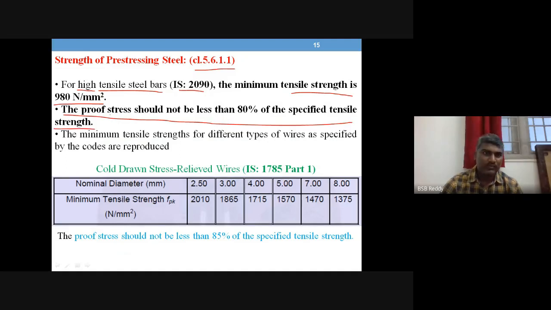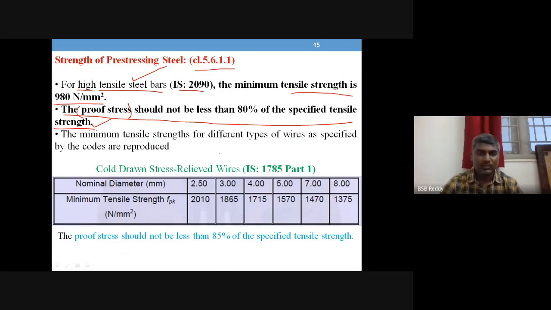You know what proof stress is from your strength of materials. It is the stress at 0.2% strain, which is also defined by the IS codes. So proof stress should not be less than 80% of the specified tensile strength. This is the minimum tensile strength for steel bars that we are talking about.